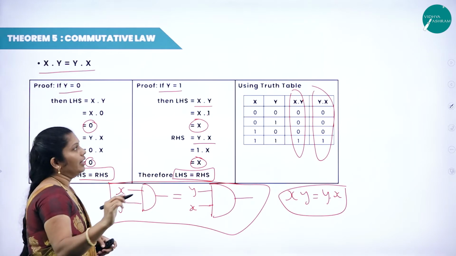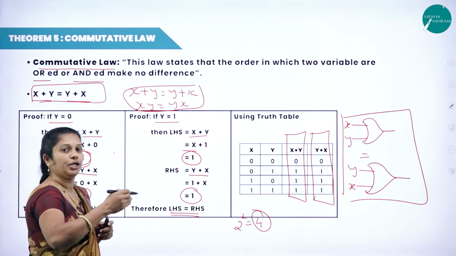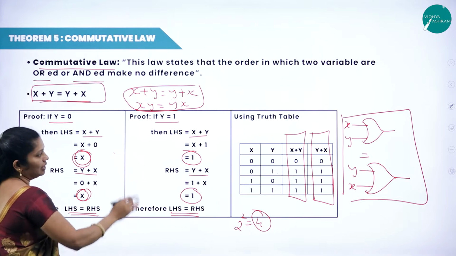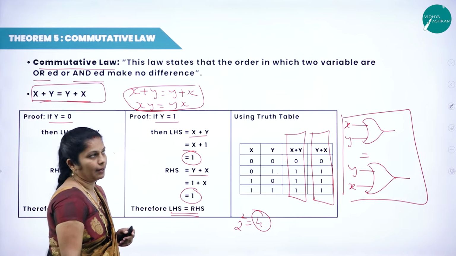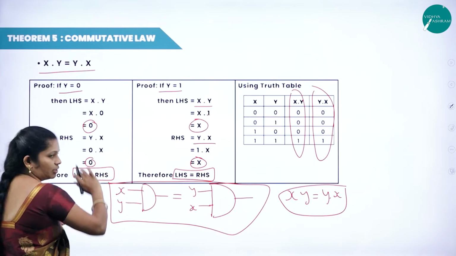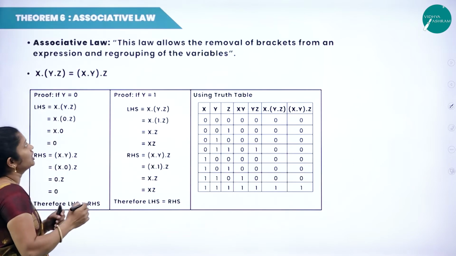Now, is it clear? In the exam, you may get the question, explain commutative law briefly, for 5 marks. Then you have to write the symbol. You have to solve that by using the perfect induction method. Then you have to write the truth table. For the second commutative law also, you have to write the symbol, solve it using perfect induction method, and write the truth table. Next, we will move on.